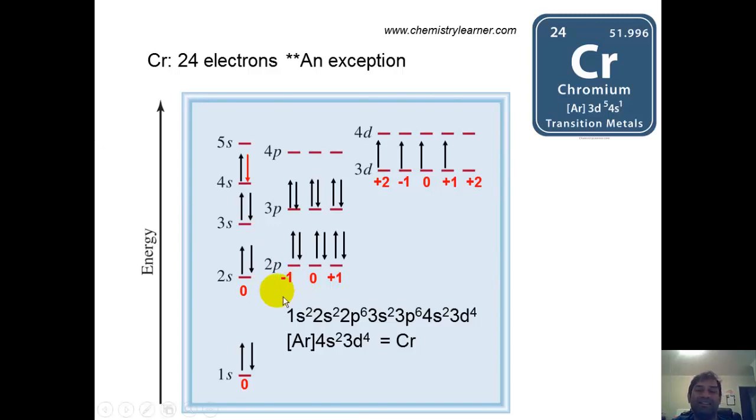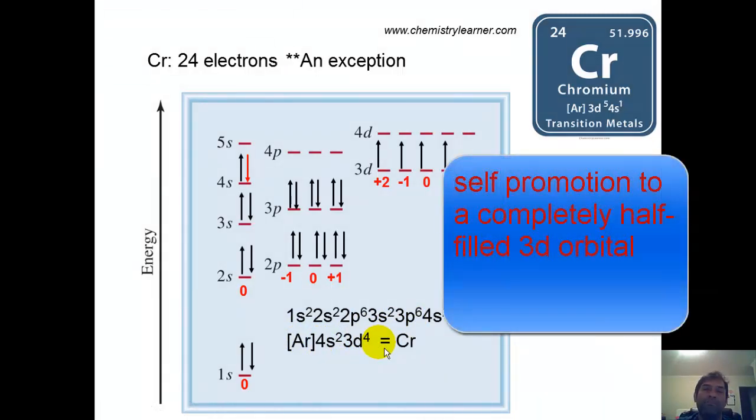Normally you would imagine this to be the electron configuration as we follow it all out, recognizing that 1s2 all the way to 3p6 is argon. So argon 4s2 3d4 should be the electron configuration of chromium, but that's not exactly correct. What happens is that you get a promotion. You promote to a completely half-filled 3d orbital. So when you get a promotion to a completely half-filled 3d orbital, this is what you get.